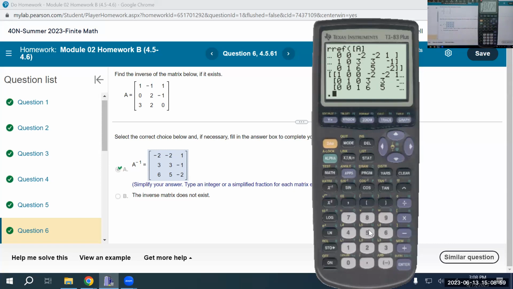So let's say you have 0.55. You want to convert that to a fraction. You can click math, and the first one is fraction. And that converts it to a reduced fraction. At least the TI-84 will do that for me with matrices. Okay.